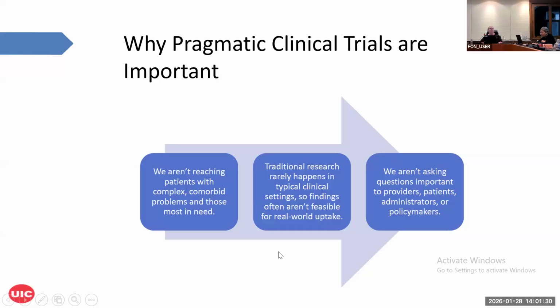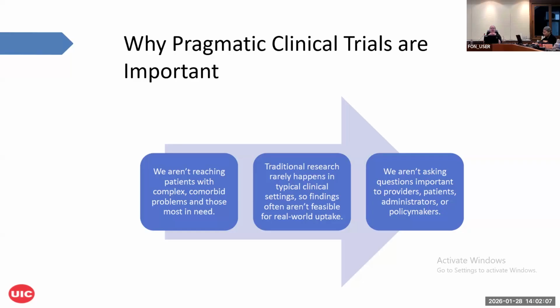So why are pragmatic clinical trials important? Well, we realized as nurses that we aren't reaching patients with complex comorbid problems and those most in need. So when you think about how I described chronic pain, it is always complex. Okay? And we aren't reaching complex patients.